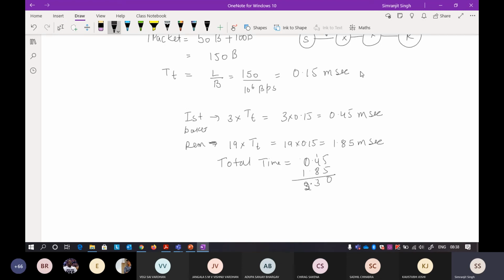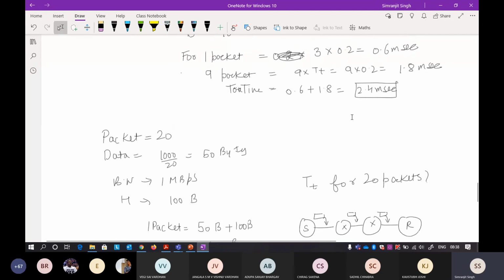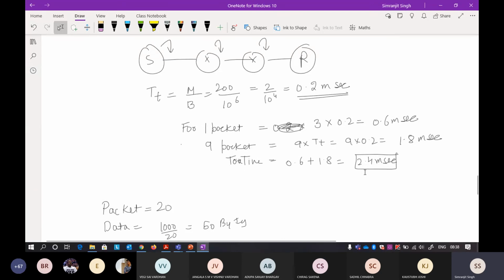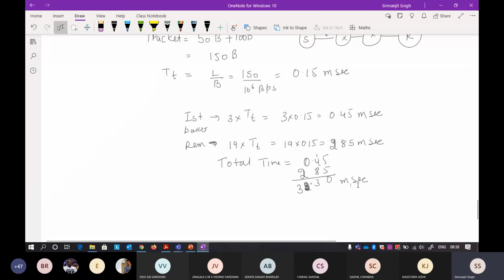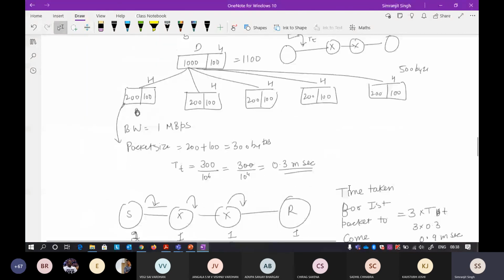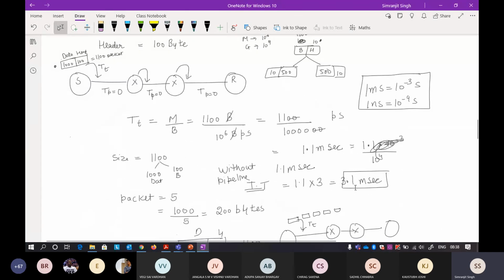Okay, so I think there is a calculation error here. It is 2.85. Okay, there is a problem. Now it will become 3.3, because if you see that I have divided the communication into 20 packets, it should not be less than the size of the previous one. Okay, so for 10 packets it was 2.4 milliseconds, and for 20 packets it is around 3.3 milliseconds. If you say the answer without pipelining, I think it's also 3.1 milliseconds.